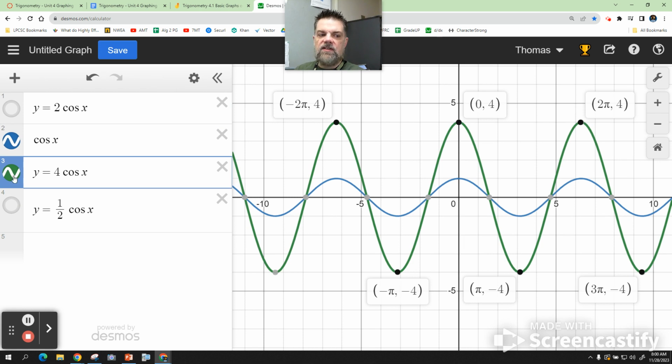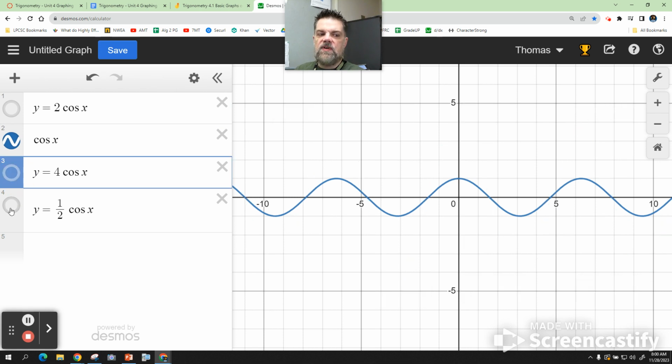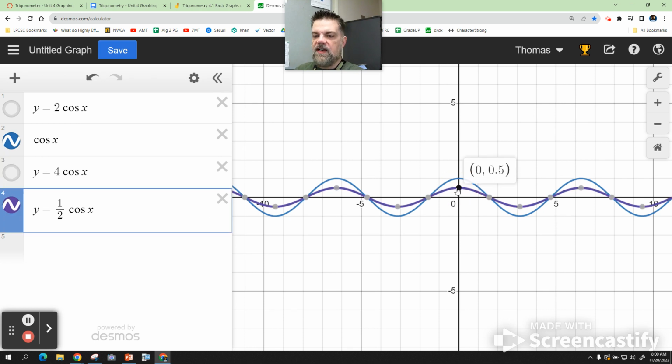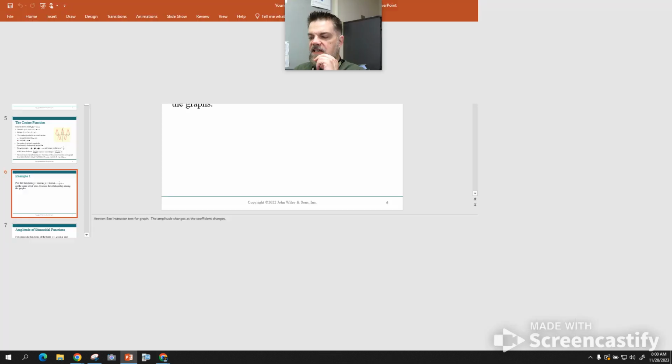And you guys already know the answer to this, but what happens when I click here for the 1/2? What's the maximum value and the minimum value going to be? 0.5 or 1/2. So if I go to the purple line, it's going to be 0.5 or -0.5. So then, what does that mean?